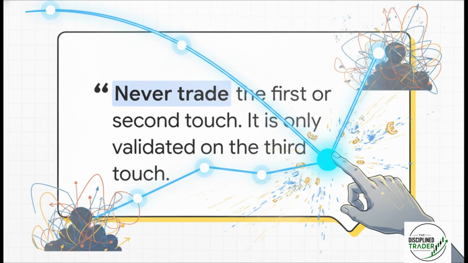If you take away absolutely nothing else from me today, please write this down. Never trade the first or second touch. The edge begins on the third. It takes 2 points to draw a line in the sand, but that line is completely unvalidated until the market comes back to it a third time and actually reacts. That third touch is where the institutional order flow finally kicks in. Having the patience for that third validated touch is exactly what separates gambling amateurs from calculated professionals.